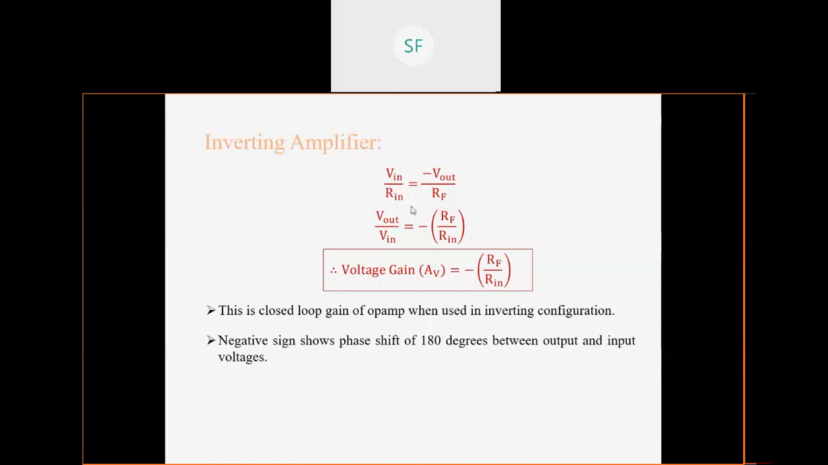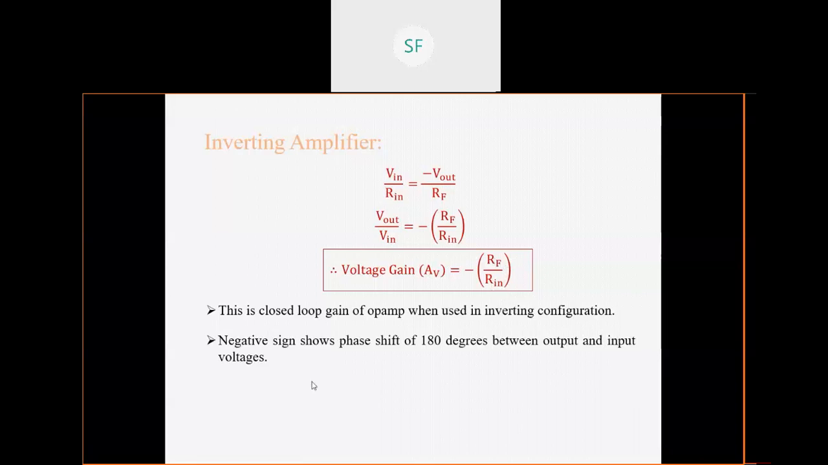Okay, so good morning to all. In the last session, we concluded our discussion on this particular point. This is the voltage gain of the inverting amplifier, which is given as minus of RF upon Rin, where RF stands for feedback resistor and Rin stands for input resistance.